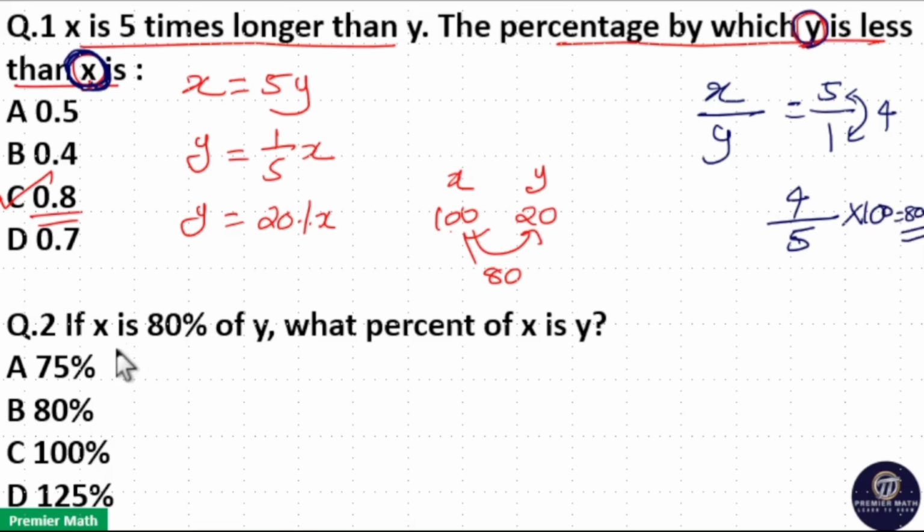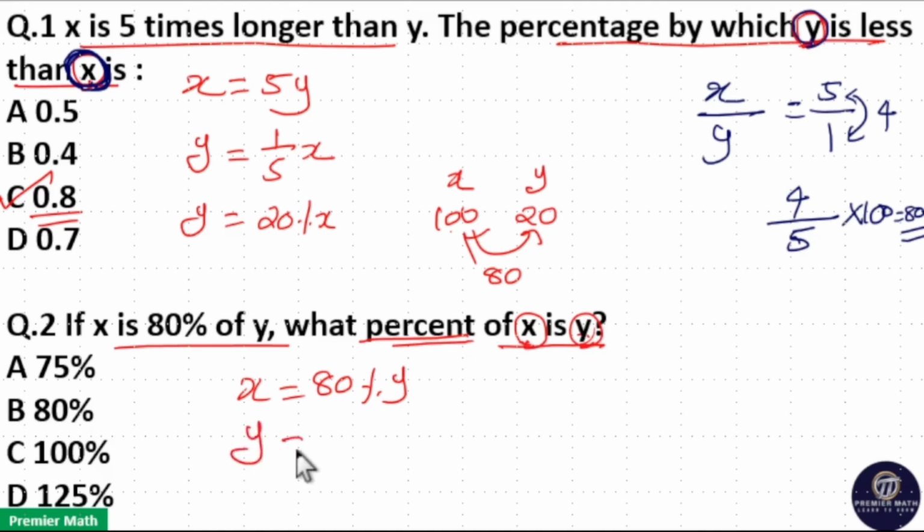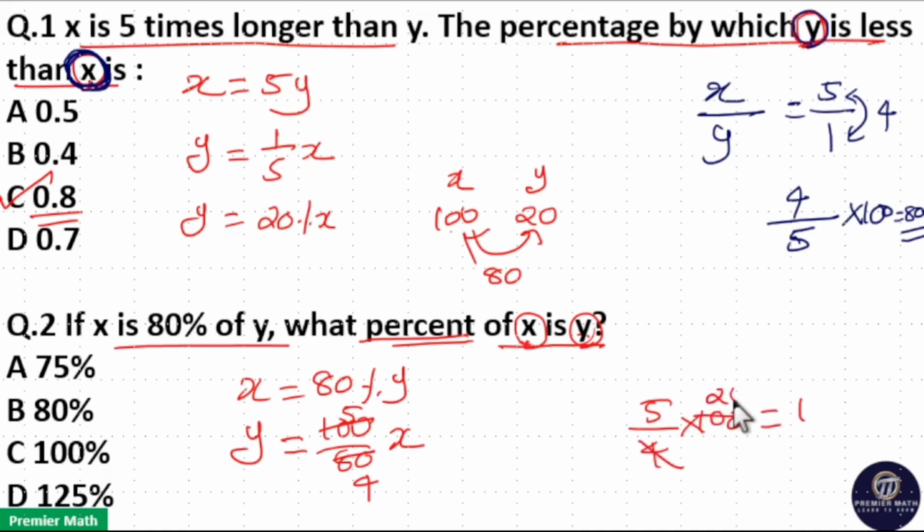Same way, here if x is 80% of y, then what percentage of x is y? What percentage of x is y means y is what percentage of x. So write y in terms of x. Y is equal to 100 by 80 of x, which is equal to 5 by 4 of x. 5 by 4 means 5 by 4 into 100. 4 goes 25 times in 100. 25 into 5 is 125. So 125%. Option D is your answer.